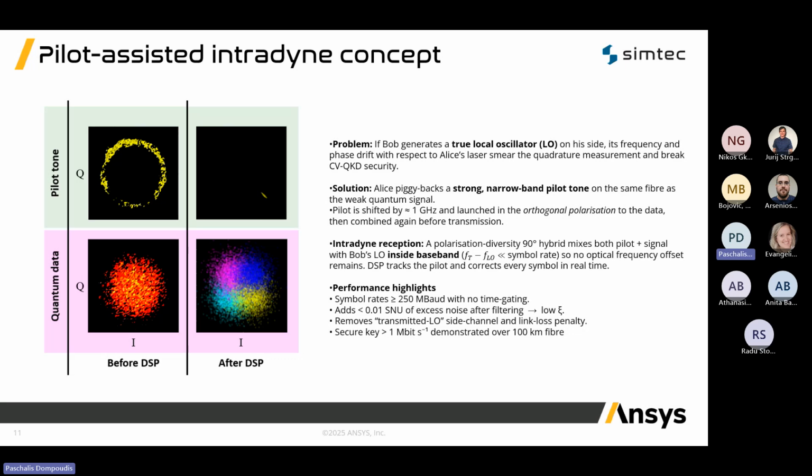So the fix is that alongside each weak quantum pulse, Alice sends a much stronger narrow band pilot tone on the same fiber, the same quantum channel. So at his end, Bob measures both the pilot and the quantum pulses at the same time. And because the pilot is, let's say, bright and clean, Bob can easily see how far his own laser has drifted from Alice. So his digital signal processing chip then rotates every quantum data point back into perfect alignment.